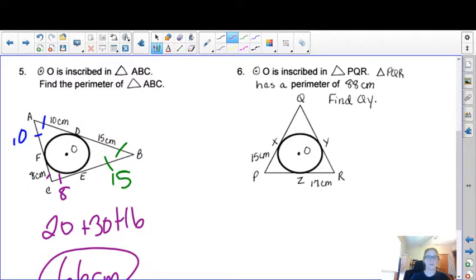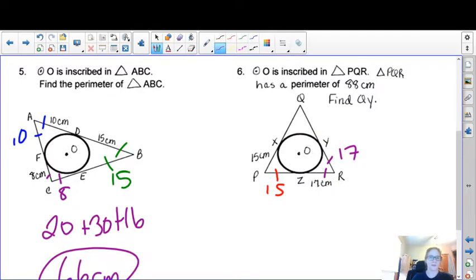Number 6. Circle O is inscribed, which means it's inside triangle PQR. Triangle PQR has a perimeter of 88 centimeters. Find QY. Alrighty. Well, start with the same logic we did before. If XP and ZP go to the same spot, they have to be equal, so this has to be 15. If ZR and YR go to the same spot, they have to be equal, so this has to be 17. And then I see that YQ and XQ go to the exact same spot, so they also have to be equal.